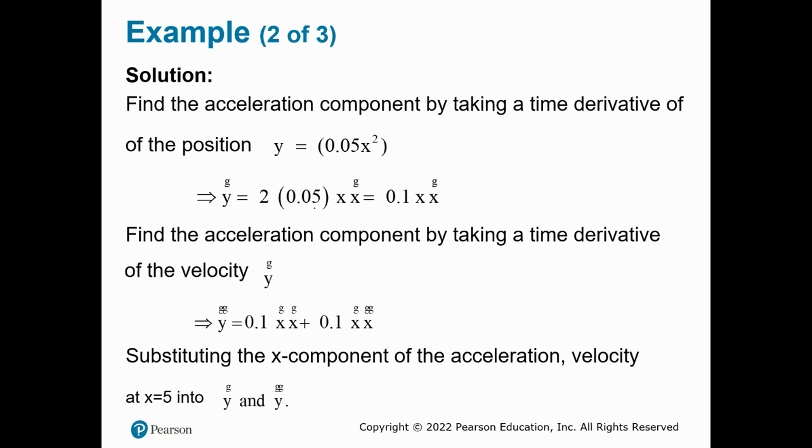I have 0.05 x and then x dot, okay? That dot again stands for the derivative. I'm taking the first derivative. And then simplified a little, that gives me 0.1 x dot for x times x first derivative. And then I need to take the derivative again, y double dot, second derivative of the position vector, or first derivative of the velocity vector, same thing. This gives me the acceleration component.